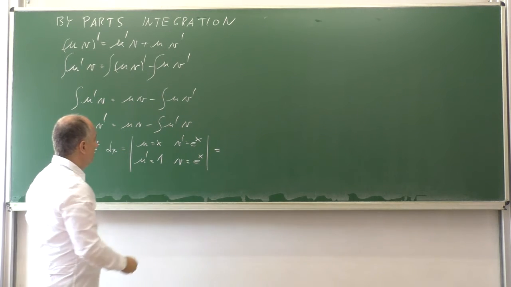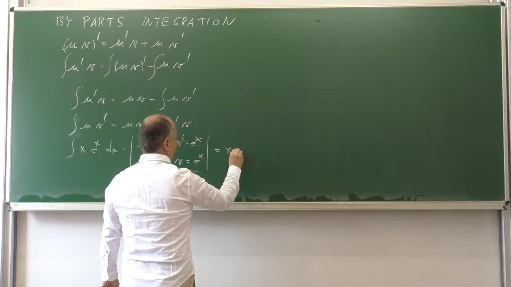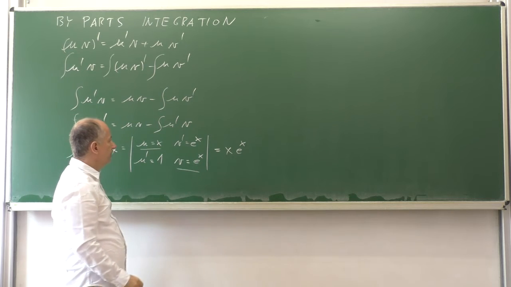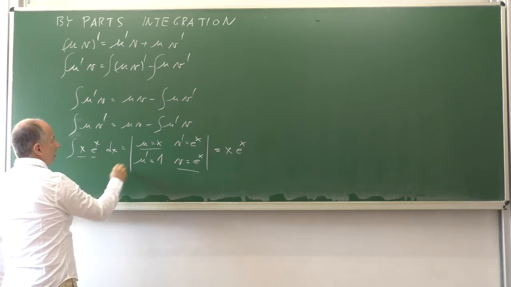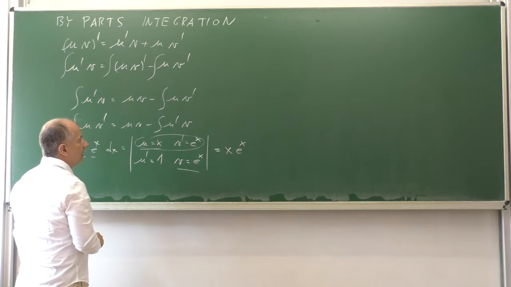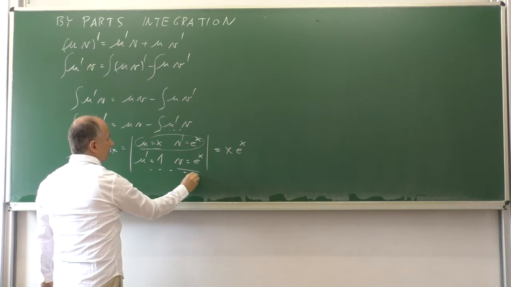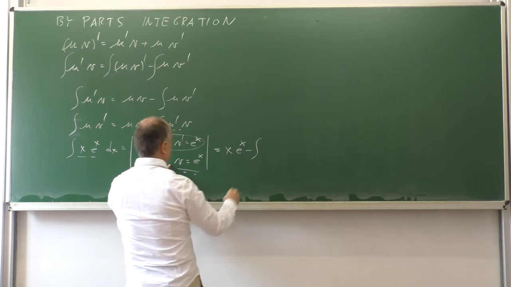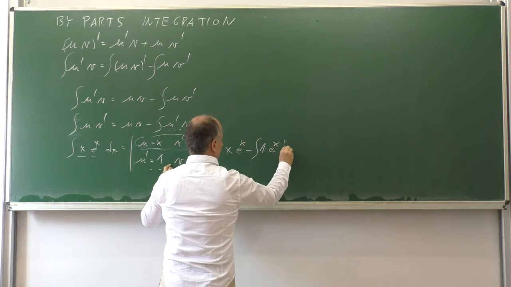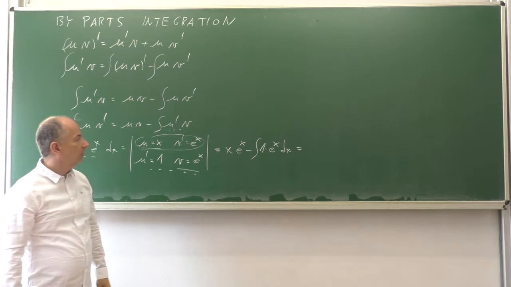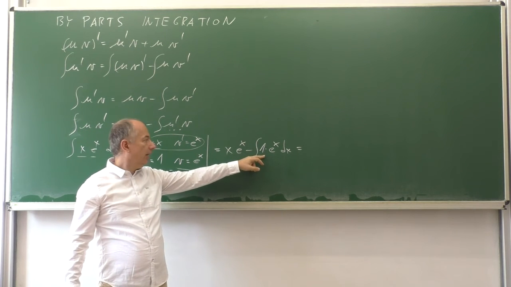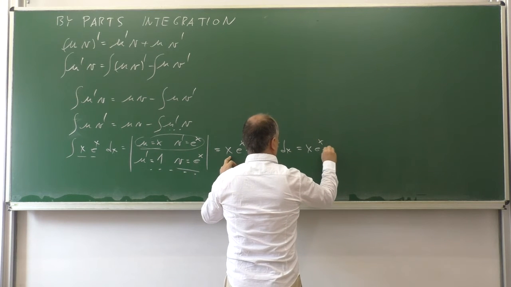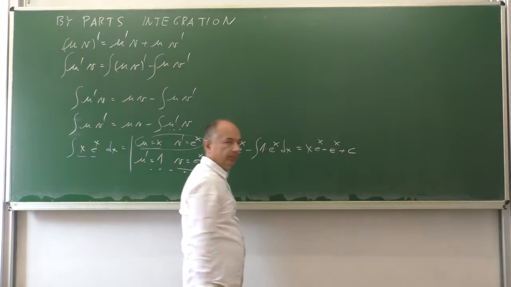So we have uv, that means this times this, x e to x, minus u derivative v. So if the terms here are on the upper line, then the terms here are on the lower line. So we have minus integral u derivative v, which is 1 times e to x dx. But we don't have to write 1, and integral of e to x is e to x. So the result is x e to x minus e to x plus c.